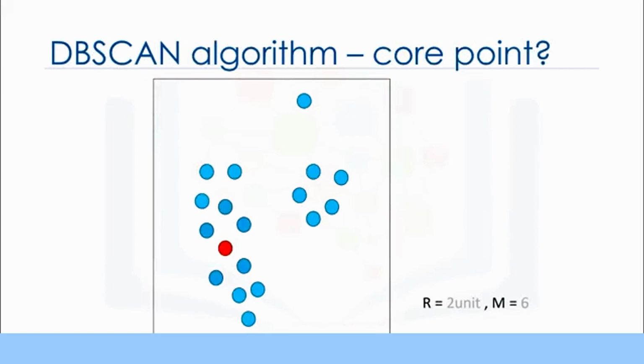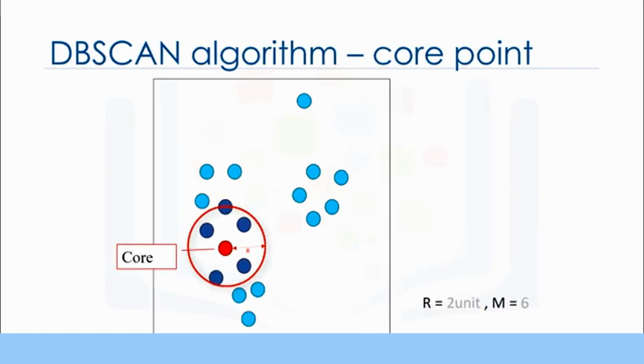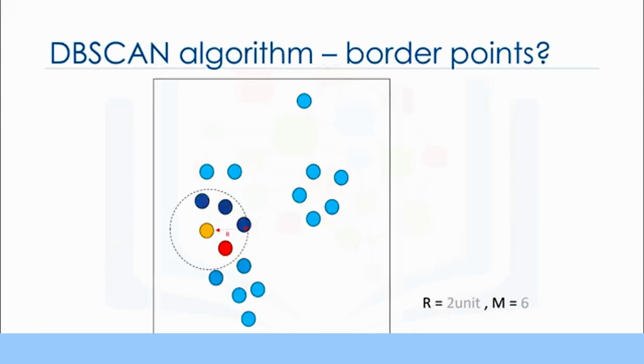Let's pick a point randomly. First, we check to see whether it's a core data point. So, what is a core point? A data point is a core point if, within our neighborhood of the point, there are at least M points. For example, as there are 6 points in the 2 centimeter neighborhood of the red point, we mark this point as a core point. Okay, what happens if it's not a core point?